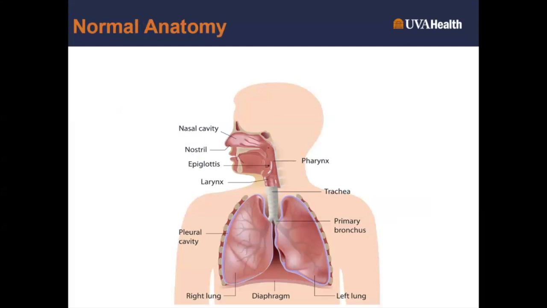So I'd like to talk about the normal anatomy before we move into how that anatomy changes. So if you look at the normal anatomy here, you have the oropharynx, the nasopharynx going into the pharynx, to the larynx, into the trachea, and so forth, into the lungs and whatnot.